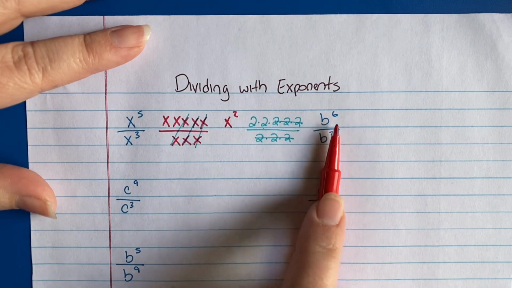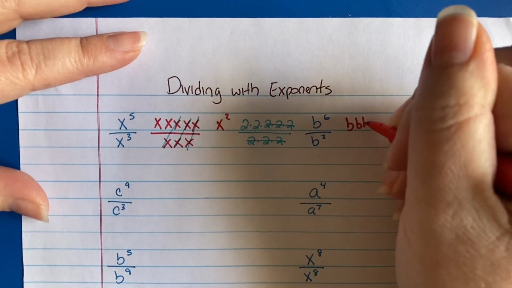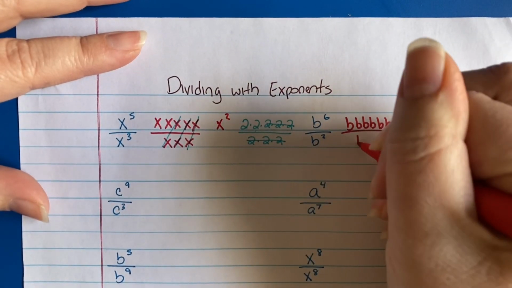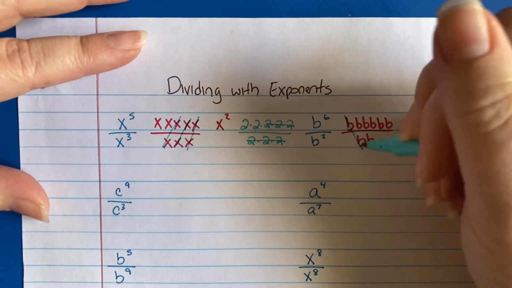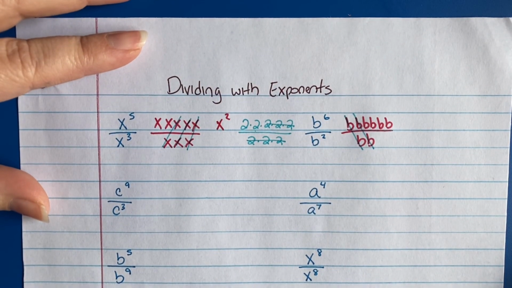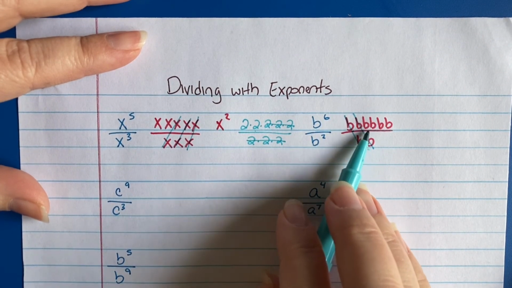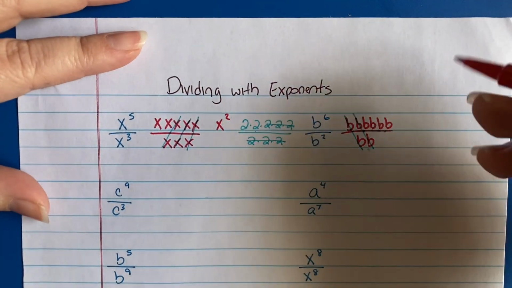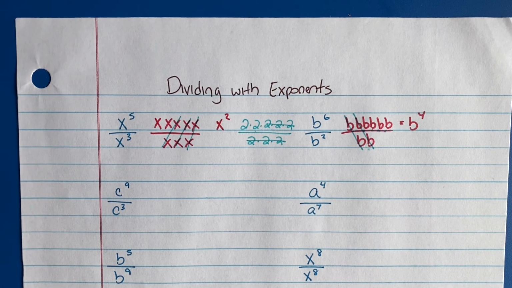Same idea here, b to the sixth over b squared. That would be b times b times b times b times b times b, b to the sixth power, over b times b. We can cancel out 2 of those b's. Doesn't matter which ones we cancel out. So 2 b's can cross out with 2 b's from the top, and I'm left with 1, 2, 3, 4 b's that are still getting multiplied together in the numerator, so b to the fourth power.